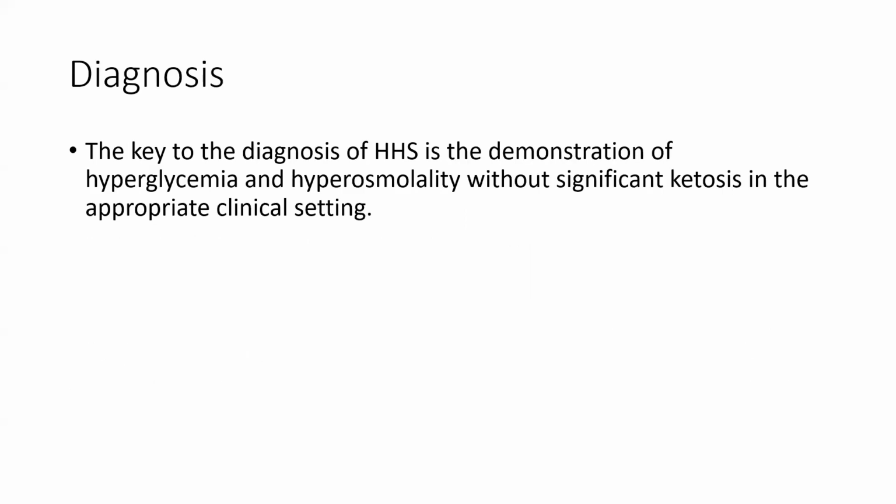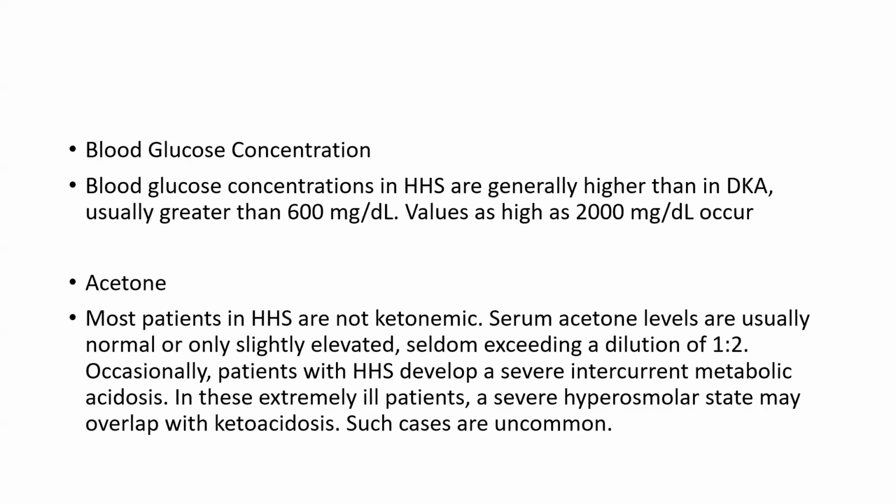The key to diagnosis of HHS is demonstration of hyperglycemia and hyperosmolarity without significant ketosis. Blood glucose concentrations in HHS are generally higher than in DKA. It is usually greater than 600, and values can be as high as 2000.